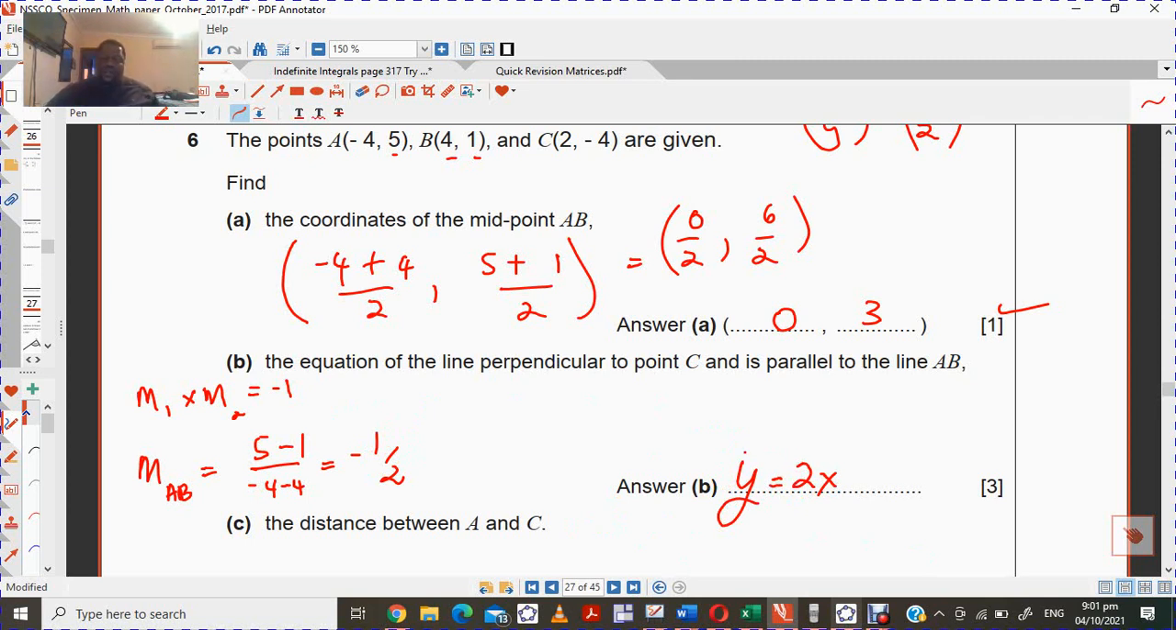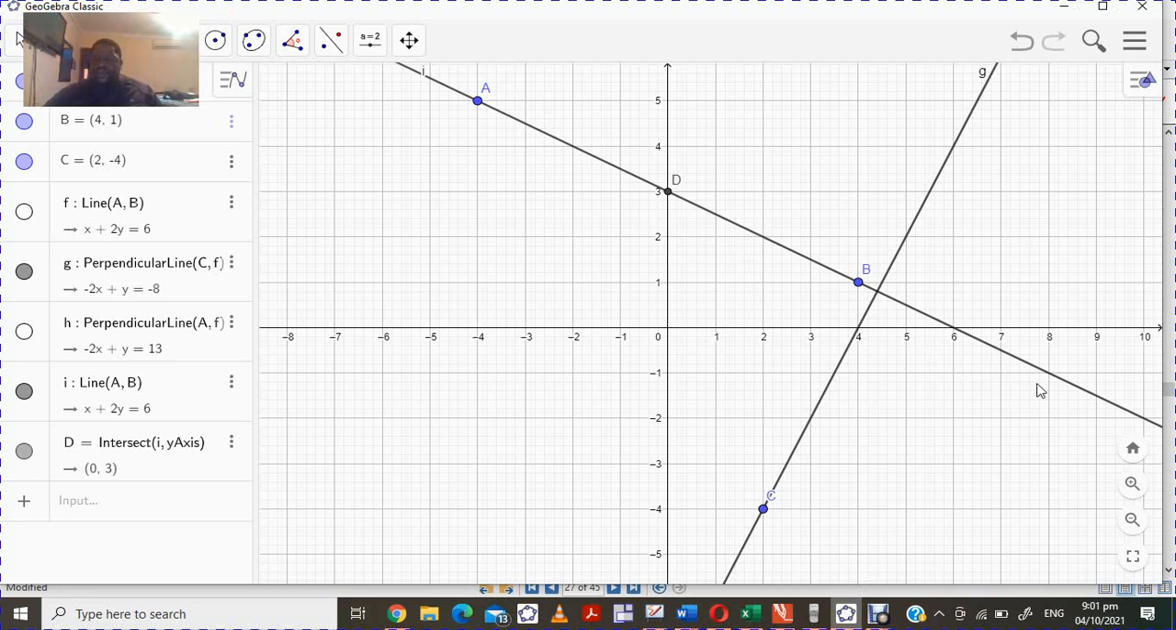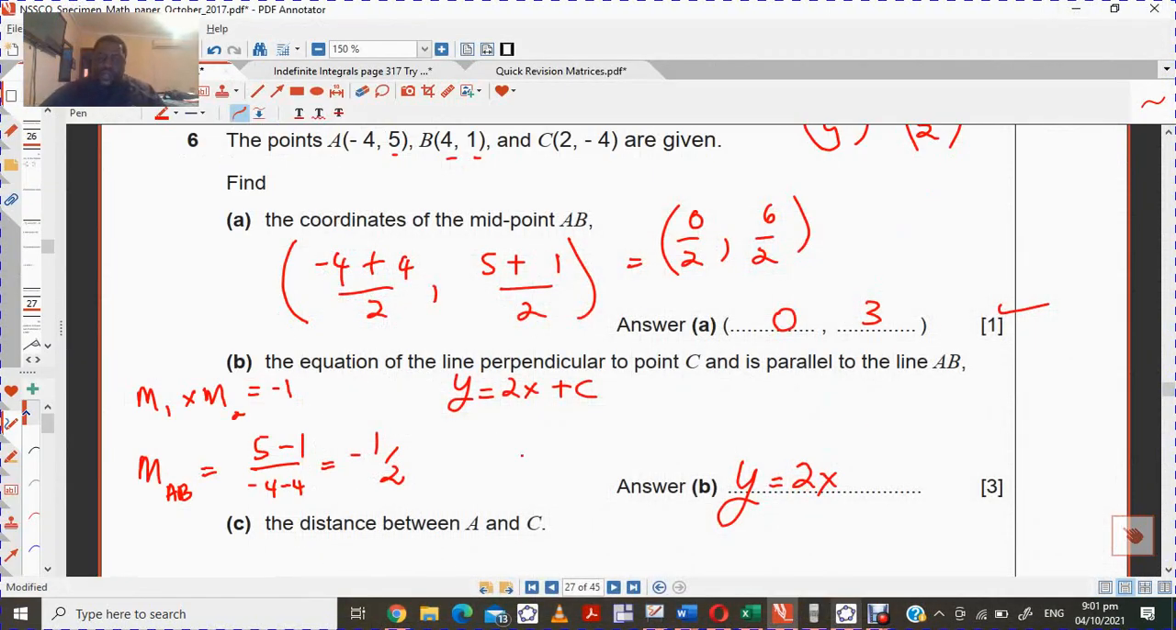So the gradient is that, but we are not done yet. So now we know what our gradient is. Remember, the gradient of this line here is something else. The gradient of that line is negative 1 over 2. So the gradient of this one will be 2, such that when you multiply the gradient of 2 with the gradient of negative 1/2, you get negative 1. So that's negative 1 over 2 times 2 gives you negative 1, right? So our gradient should be 2.